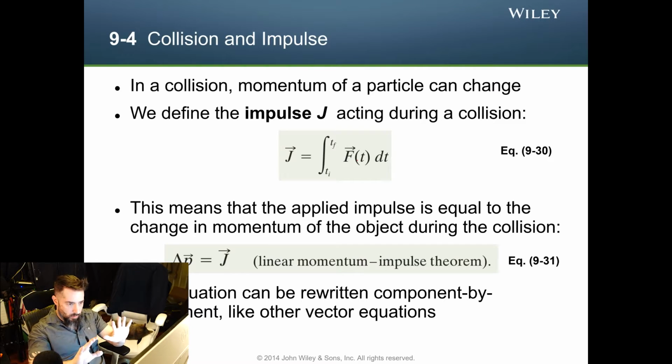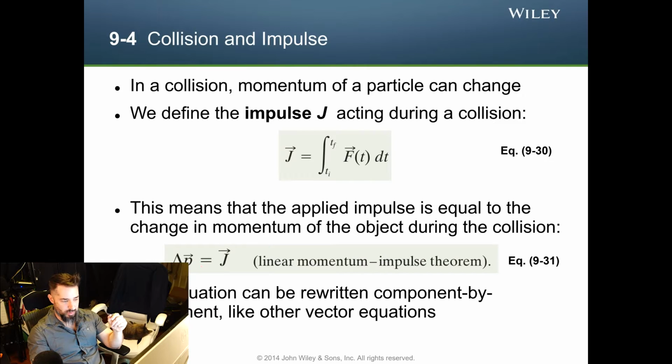You can put a constant force on something. That's not necessarily what you use an impulse for, but this is the way it's defined. You can use it for multiple things. We'll get into it more here in a couple slides.